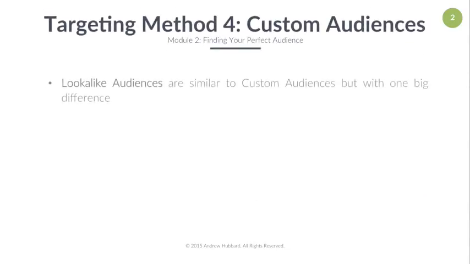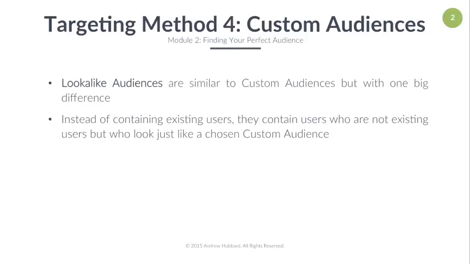It's called a lookalike audience. So they're similar to custom audiences, but with one big difference. And that is that instead of containing existing users, they contain users who are not existing, but who look just like a chosen custom audience. So we'll go back to our previous example where we've got a custom audience that contains people who've installed our app already. What we can then do is select that custom audience and tell Facebook to create a lookalike audience. Facebook will then create a lookalike audience that contains a bunch of people from Facebook who look just like the custom audience that you selected.